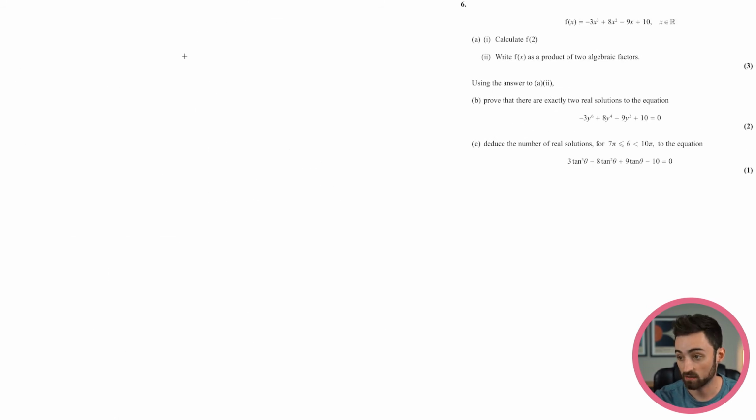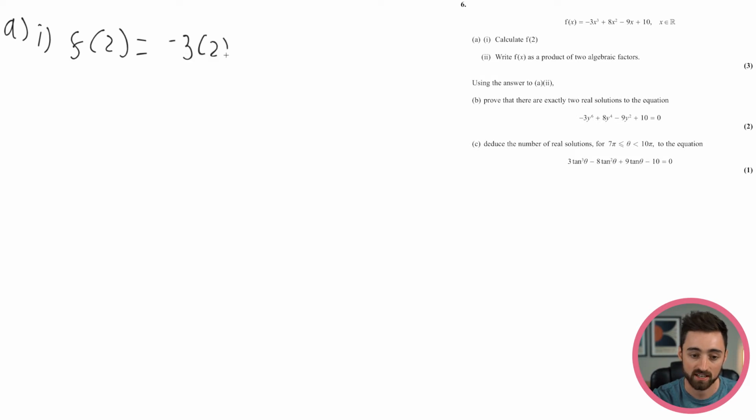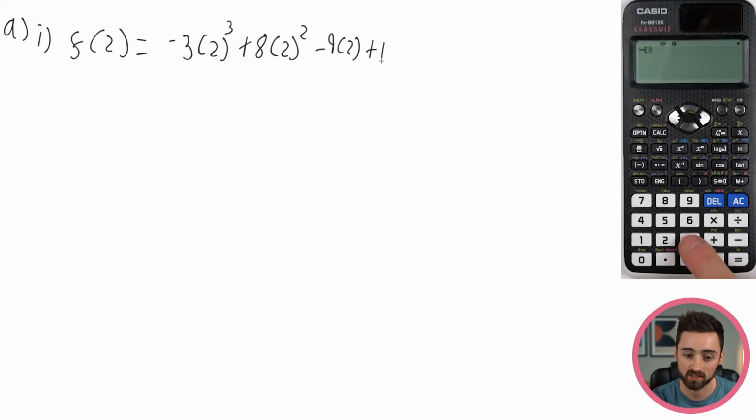Question six. We're given a function. It's a cubic: minus 3x cubed plus 8x squared minus 9x plus 10. So some big cubic. And it says calculate f of 2. Okay, so first part, relatively simple, isn't it? I just sub in 2 for x here. So what am I going to get? I'm going to get minus 3 times 2 cubed plus 8 times 2 squared minus 9 times 2 plus 10.